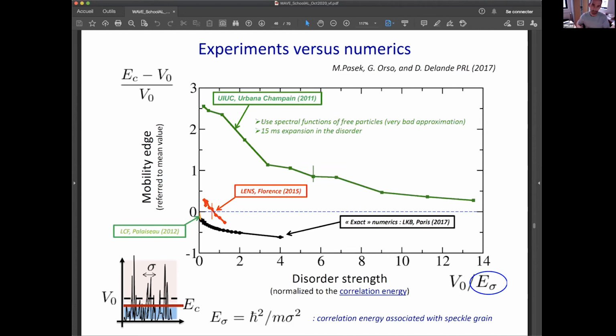And the second problem is more fundamental. It's related to the way they use the spectral function to estimate their data. In that case, they use something which is a very, very bad approximation. They use a delta function as if they were free particles. And as I've told you before, when you enter the strong scattering regime, the extreme disorder, clearly the spectral functions are very, very different from that. And these two effects mean that the results are clearly far from the prediction of the mobility edge.